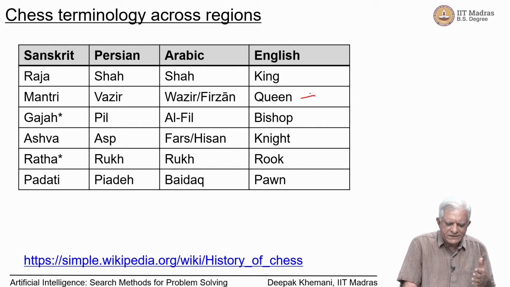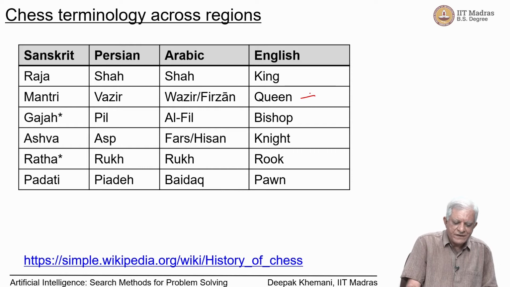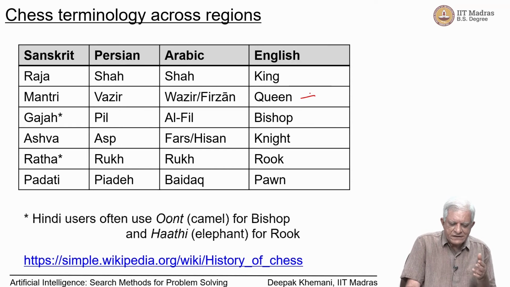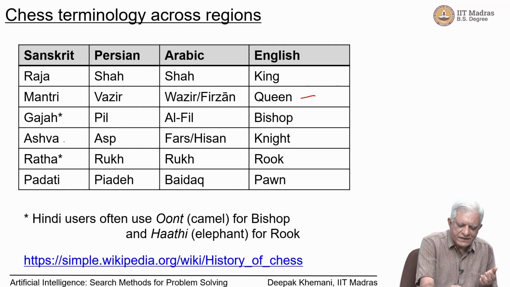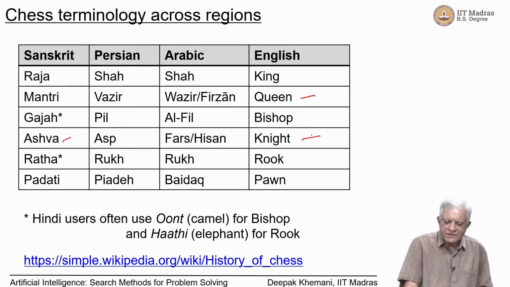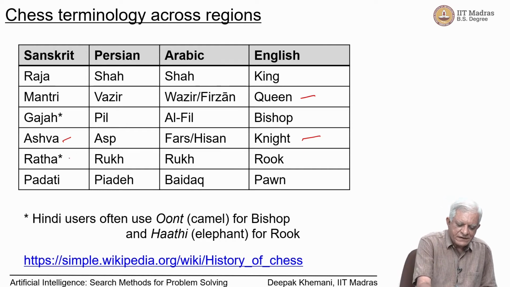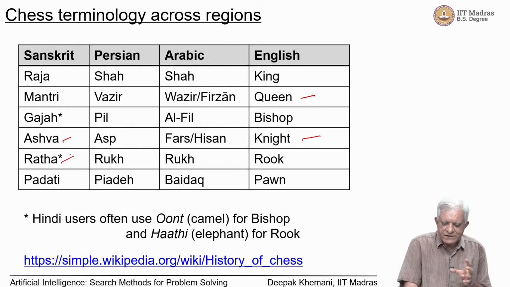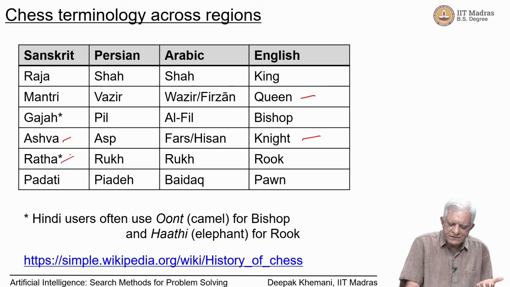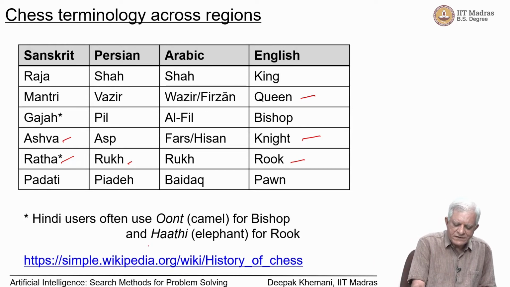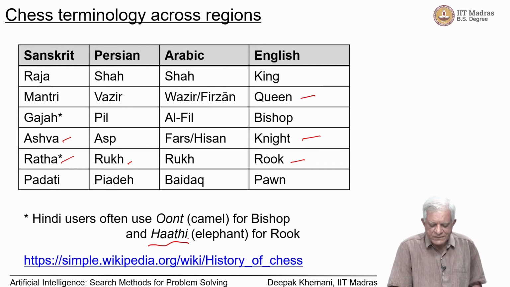And then there were other pieces, as you can see, that the Ashva, for example, stands for a horse in Sanskrit, and it became the knight in the European version. And Rath stood for the chariot, and it became Rukh in Persian and Rook in English. Colloquially people use the term elephant for Rook.